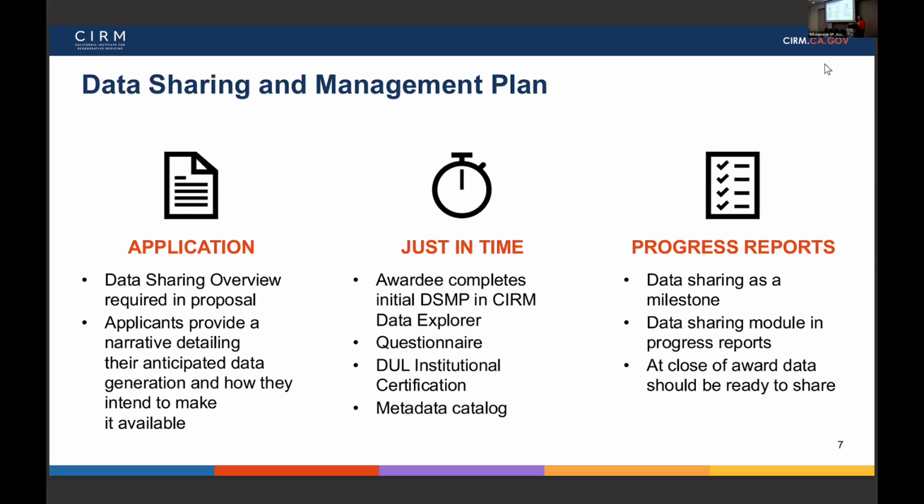So what does this actually look like if you're an awardee? In the application stage, you are expected to write a data sharing overview. That's a narrative, a one-page detailing what kind of data you're going to generate and how you're going to make it available. You can kind of tell who's already got a good infrastructure in their lab, who's already dealt with this stuff, because they write it all out.